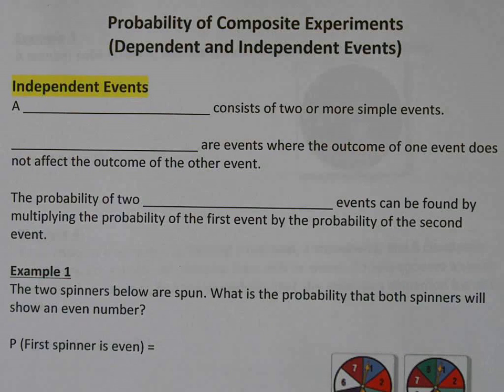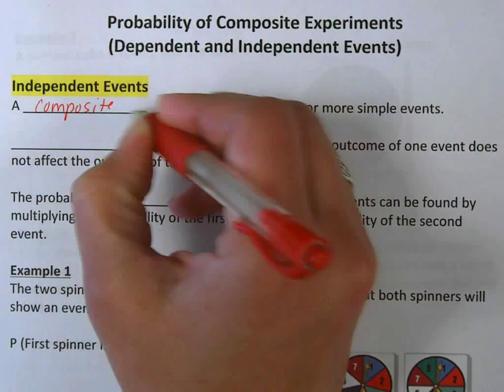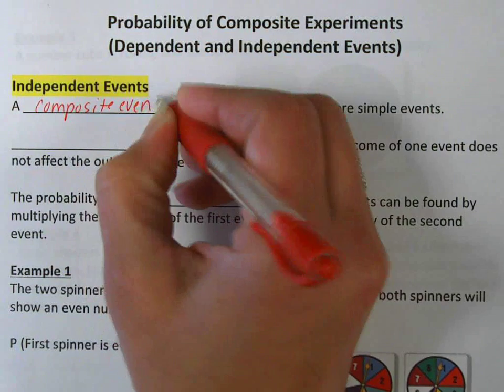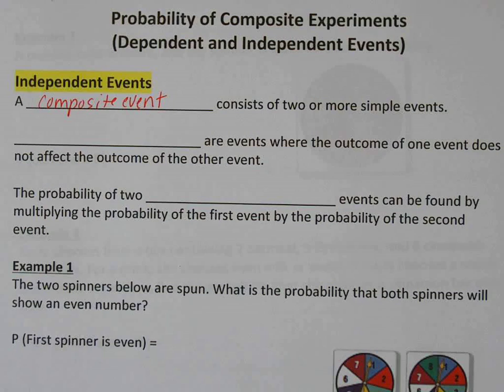Today we're talking about probability of composite experiments, which involves dependent and independent events. So let's talk about independent events first. A composite event consists of two or more simple events, such as rolling a number cube and spinning a spinner.